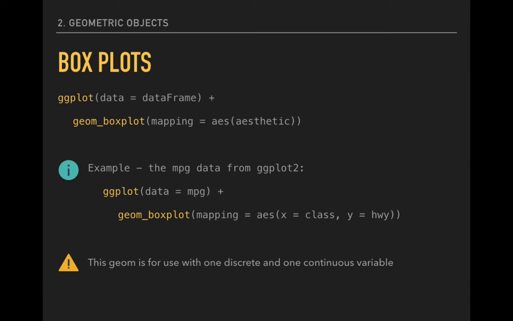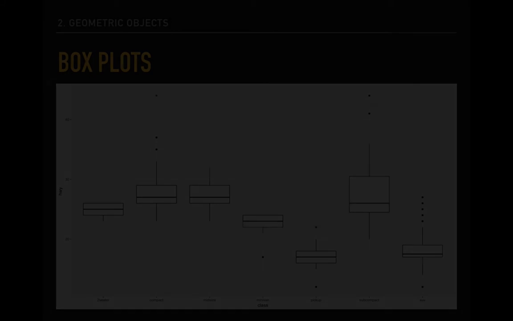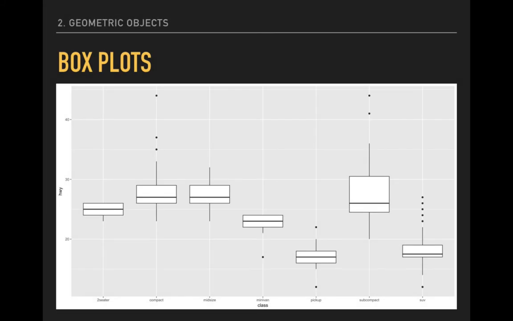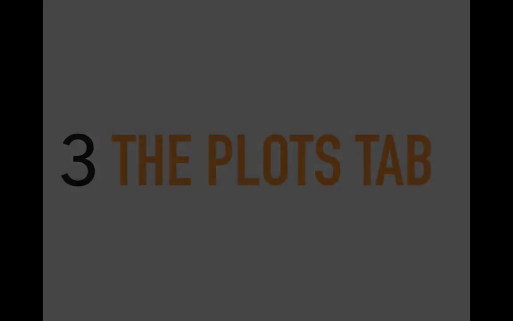When we execute those functions, we see the following plot. We can see that compact cars have a generally higher level of fuel efficiency than SUVs based on where the box and the horizontal line in its middle are placed. The dots that you see on some of the boxes are outliers, extreme values within each category.